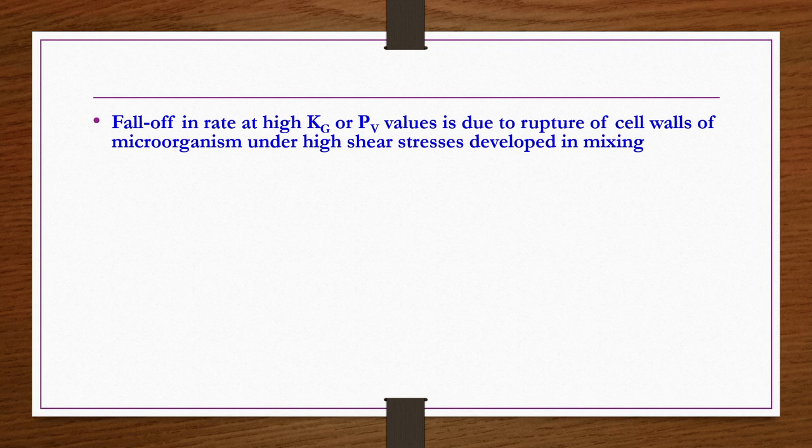Fall off in rate at high P/V values in the previous picture drawn is due to rupture of cell walls of microorganisms under high shear stress developed in the mixing. If the mixing is increased, if P/V is increasing, that means mixing is becoming more rigorous, right? When the mixing is increasing, high shear stress would develop. Because of this high shear stress, strong collisions between these cells, etc., will take place. Because of that, cell walls may be rupturing and then they may not be doing the desired duty, whatever they are expected to do in the fermentation process.